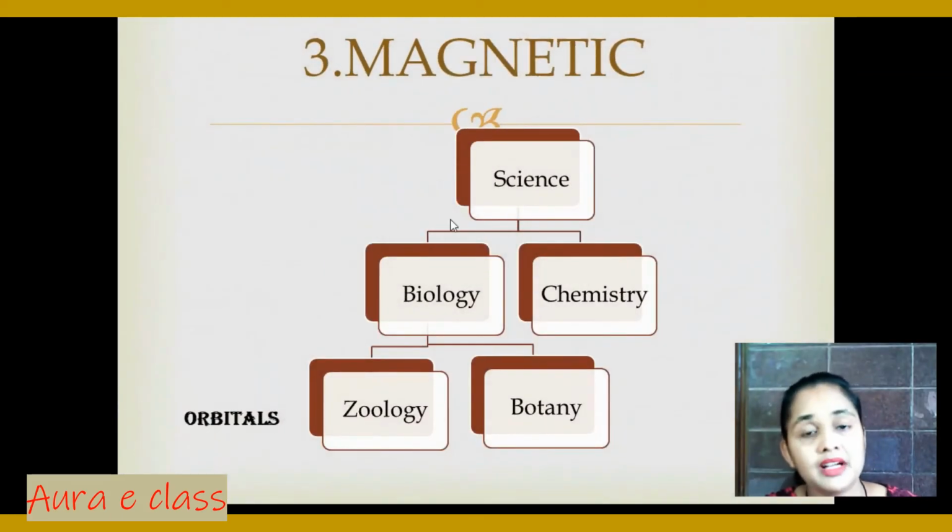Moving ahead, we have our third quantum number, that is magnetic quantum number.